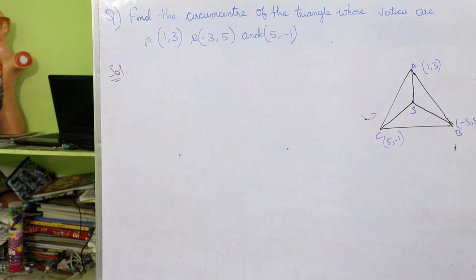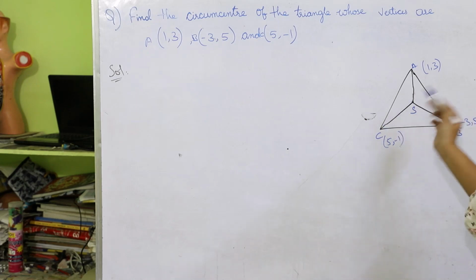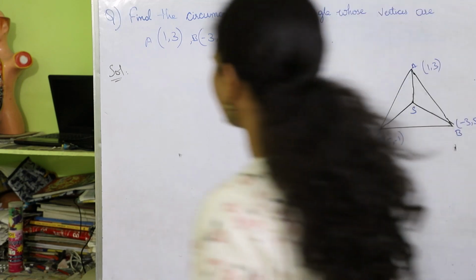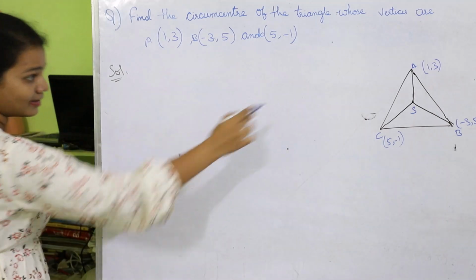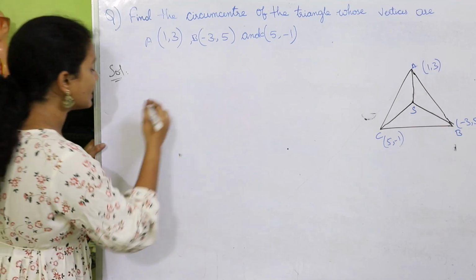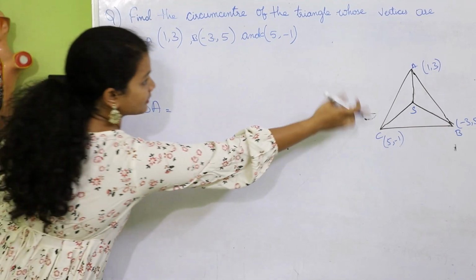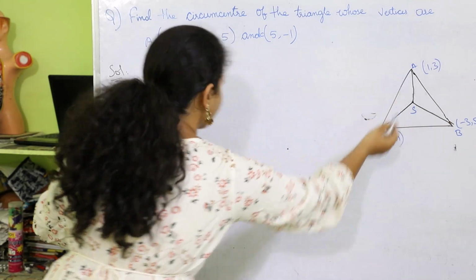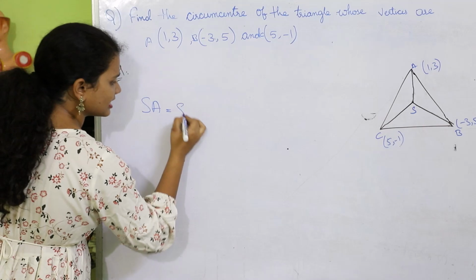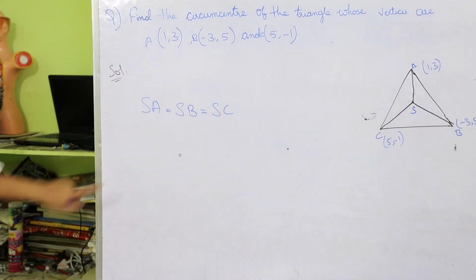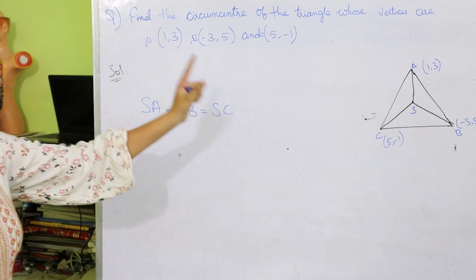Now guys, as you can see, the distance SC is equal to the distance SB, which is equal to the distance SA. This midpoint is the center of the given triangle, so the distance SA is equal to the distance SB, which is equal to the distance SC. This is very important for any circumcenter of a triangle.